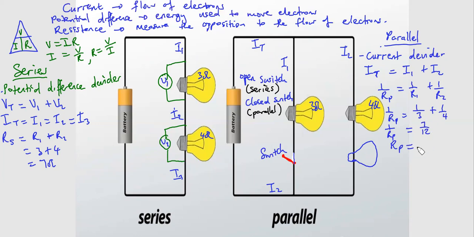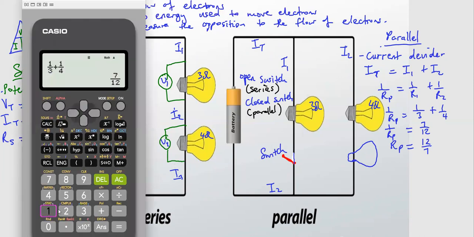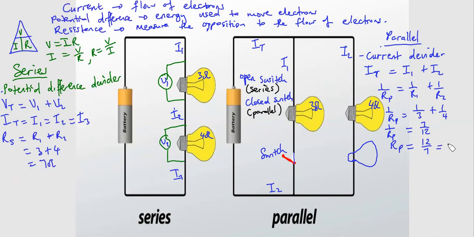You just switch the values here, denominator and numerator, you switch the 2, then you can get 12 over 7. And if we write 12 over 7 here, 12 divided by 7, what do we get, guys? We get 1.71 ohms.